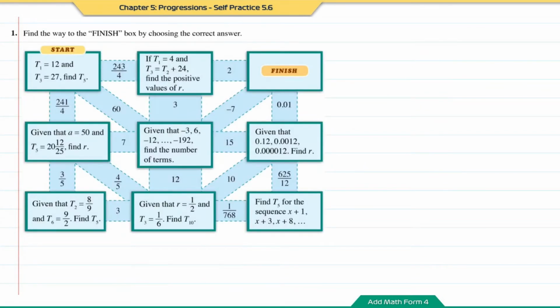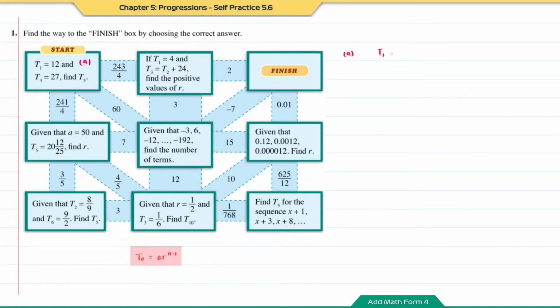Self-practice 5.6, question number 1. Finish the box by choosing the correct answer. As this exercise is about the number of terms in geometric progressions, we can always refer to this formula, Tn equal to ar to the power n minus 1, to solve the questions that we have here. First we're going to start from this start box here. We're going to label this as a.